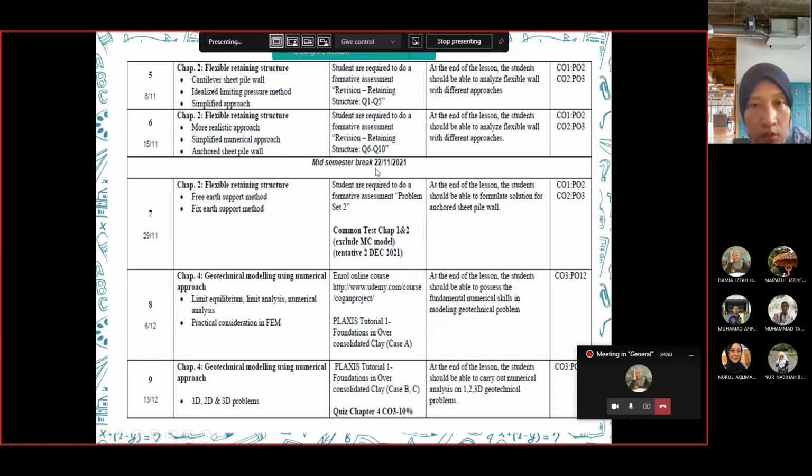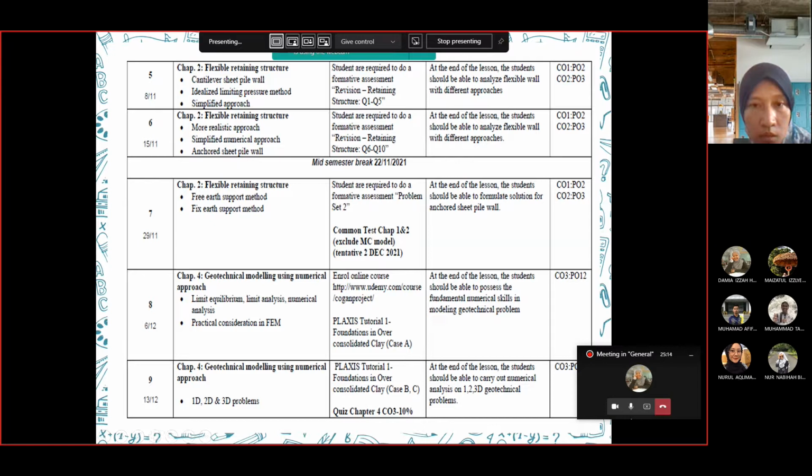The mid-semester break will be on 22nd November, which is 2 weeks after we enter Chapter 2, week 5 and week 6. After returning from the mid-semester break, you're going to have the common test which covers Chapters 1 and 2, tentatively on the 2nd of December 2021.